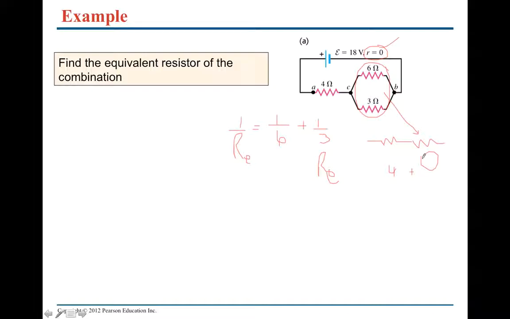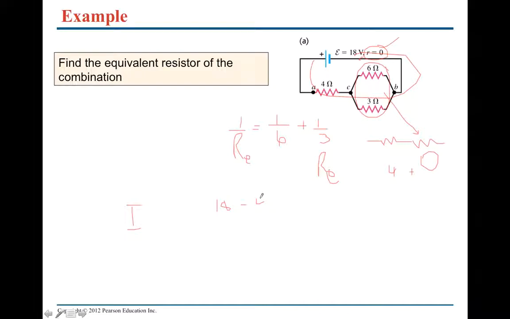Now, this is another exercise: what happens if I want I? If I want I, then all I have to do is use my closed loop rule. I start at this point here and loop around like this and come back here. So 18, which is a voltage increase, and then minus 4. I need to have the equivalent resistance.